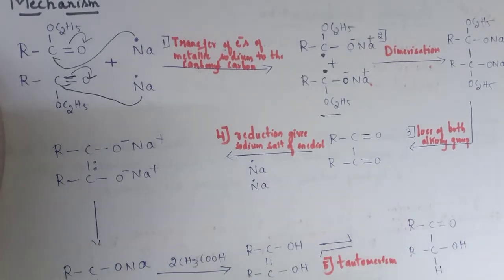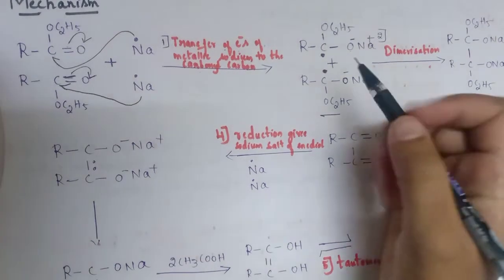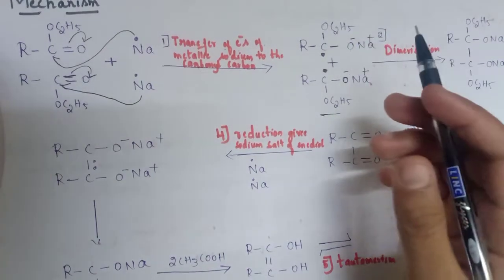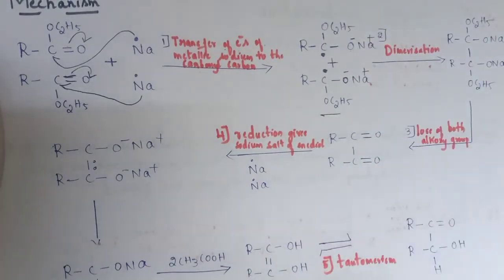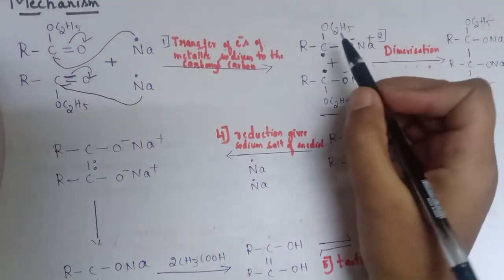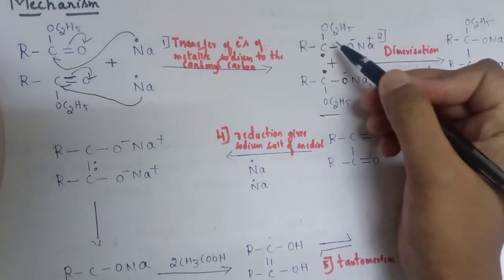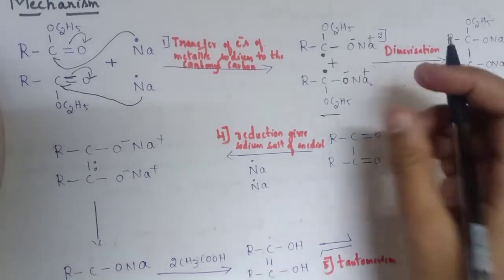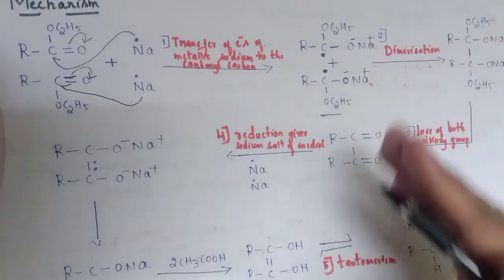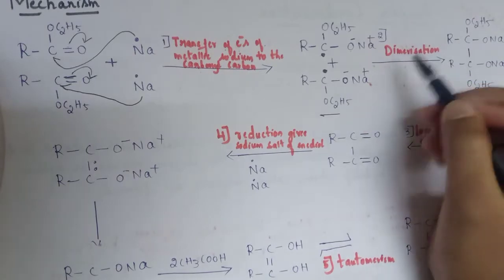Dimerization is nothing but an addition reaction in which two molecules of the same compound react with each other to give the adduct. So it is the same as the one below. As you can observe, both are the same. So when these are combined, they form an adduct. So it is called dimerization.